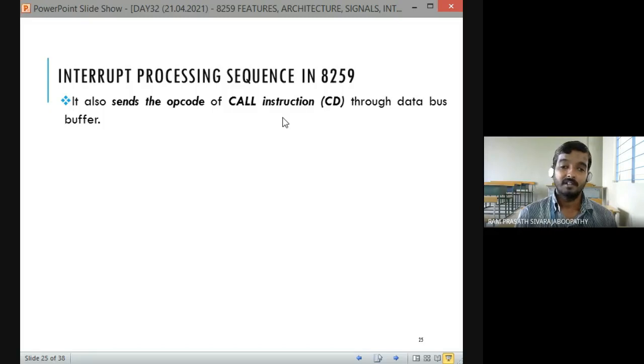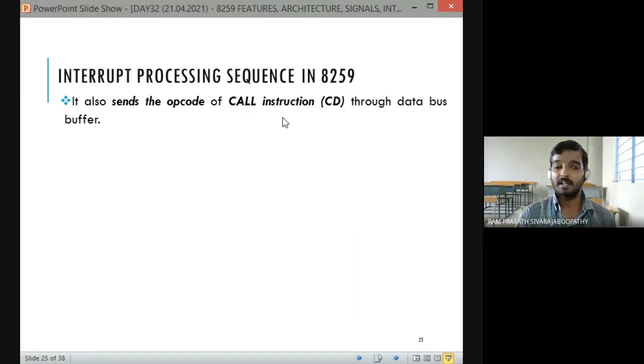See, 8085 first time INTA bar signal generate பண்றப்ப IRR bit reset ஆகும், ISR bit of the particular interrupt set ஆகும் சொன்னோம். Immediately it will send the opcode through the data bus buffer. Correct? Data bus buffer வழியா CD அப்படின்ற வேல்யூ சென்ட் பண்ணுது. After decoding the instruction CD, what microprocessor understand? Kindly type in chat.